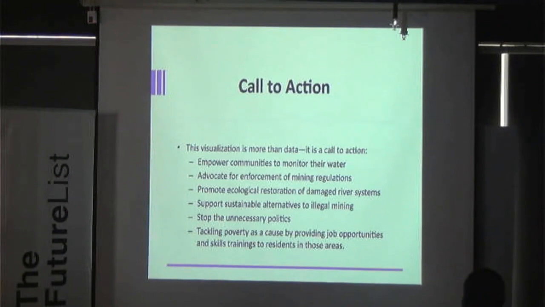Fourthly, we have to stop the unnecessary politics. Galamsey is not about NPP or NDC. It's about you and me, and we have to be intentional about it.